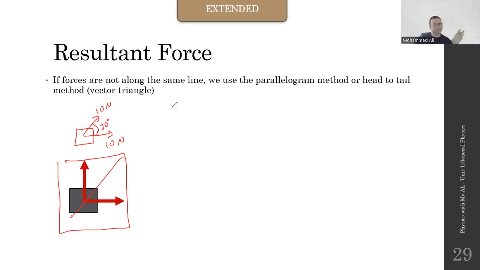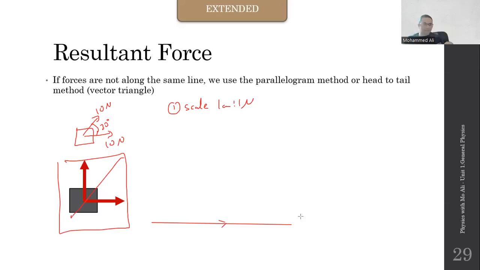You follow the same steps. Step 1, you draw it to scale. Let's say 1 centimeter is 1 Newton. So you draw the first line. Always draw the easy ones, the horizontal lines, the vertical lines. So I'm going to draw a 10 centimeter line here. This might not fit on my screen, but I'll do my best.